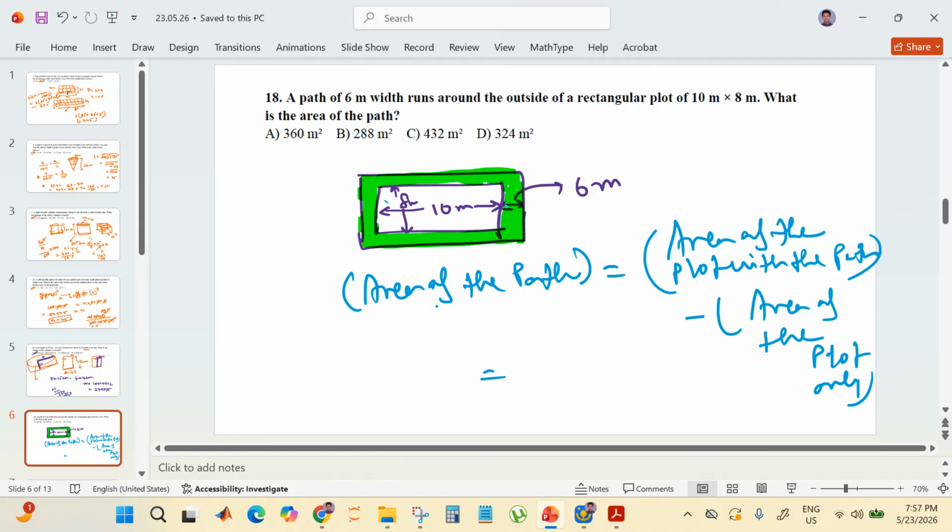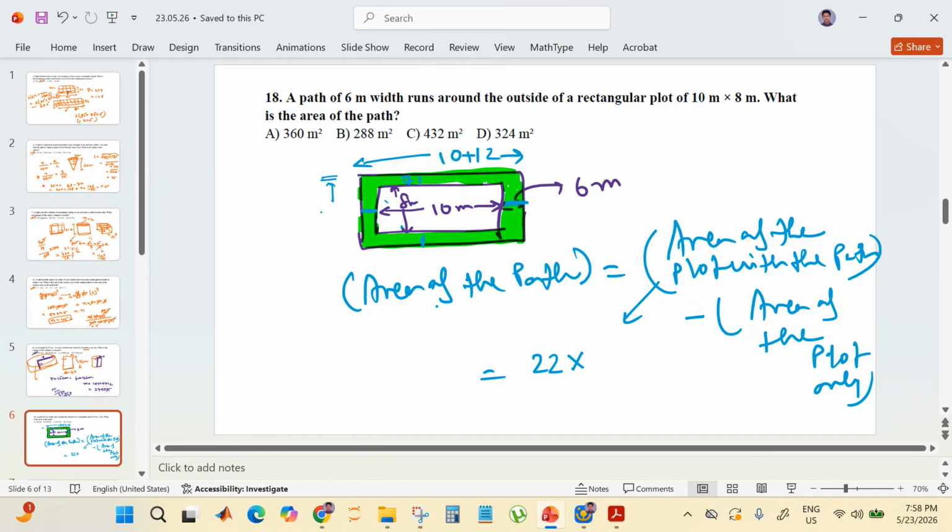How to find the area of the plot with the path? See, if the width is 6 meter, this width is also 6 meter. So the complete length becomes what? 10 was the plot length, and 6 plus 6, that means 12, is the width of the path. That means 12 plus 10, that means 22, right? So 22 meter will be the length including the path. Now for the width, this part is 6, this part is 6, and this part is 8.